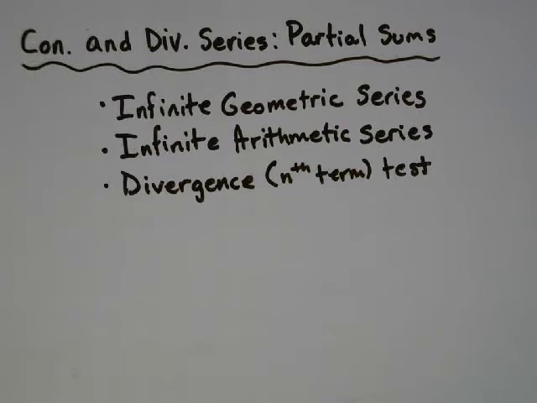So far we have tests for if a series is an infinite geometric series. We can tell if it's convergent or divergent based on its common ratio. If it's arithmetic, it's always going to be divergent. And then we have the divergence test. So today we're going to add on a different test with the partial sums. So let's look at that.